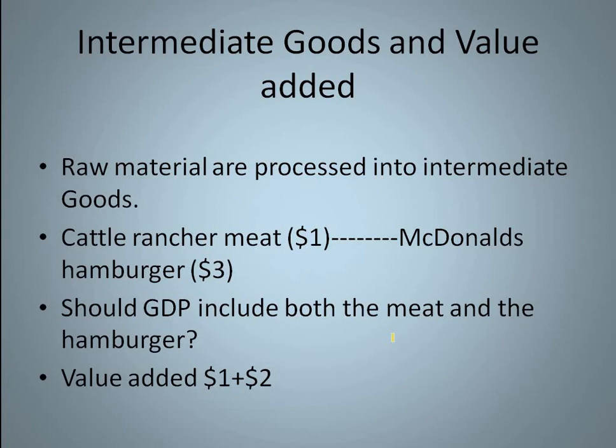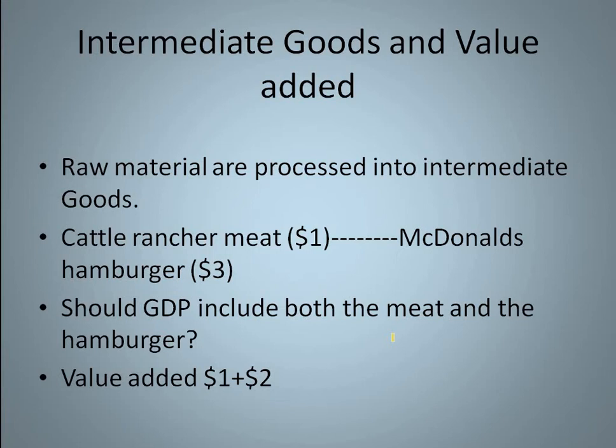How should we treat such products when computing GDP? Here is an example. Suppose a rancher sells 1/4 pound of meat to McDonald's for $1, and then McDonald's sells you a burger for $3. Should GDP include both the meat and the burger, a total of $4, or just the burger at $3? Which one is correct?